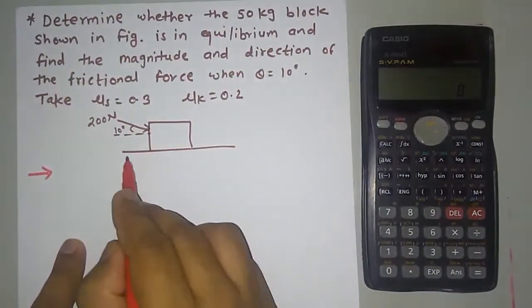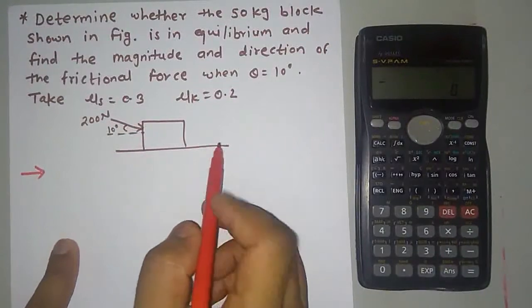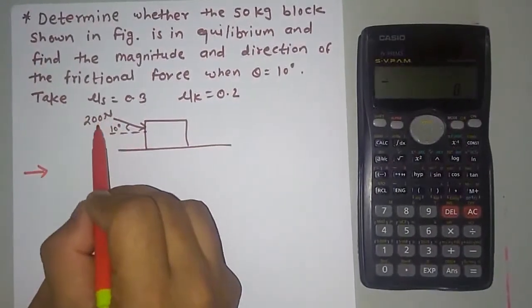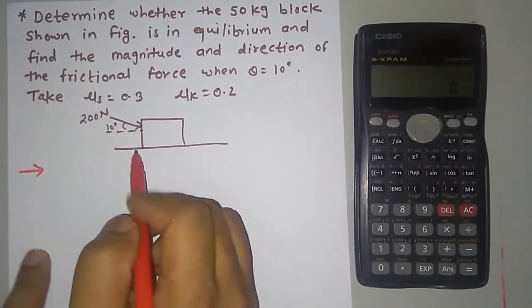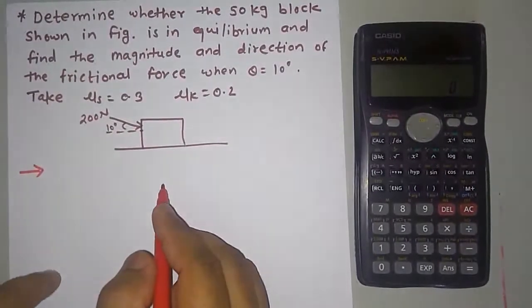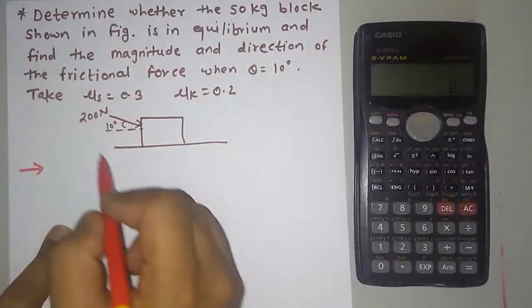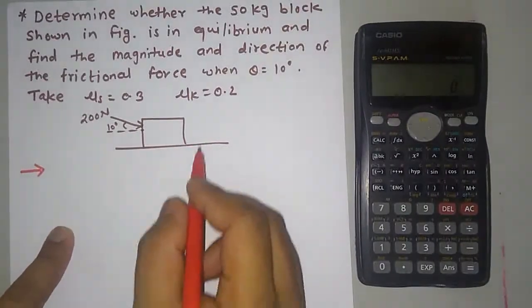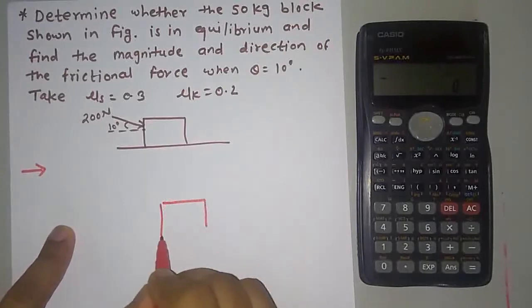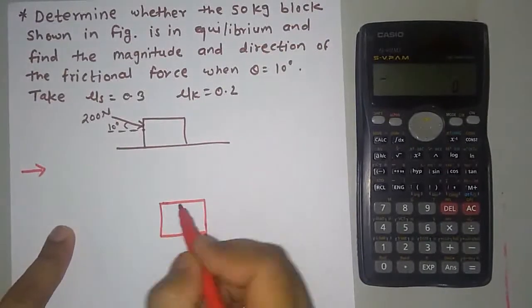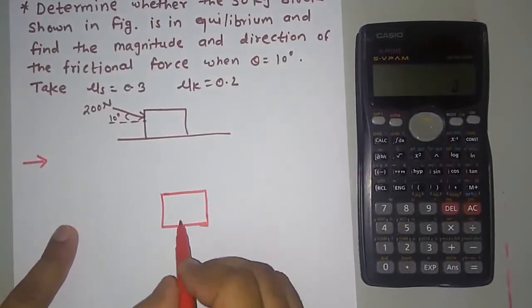A block is resting on a horizontal surface, and a force of 200 Newton is applied at an angle of 10 degrees. To solve this problem, first of all we will draw the free body diagram, considering this block is in equilibrium.